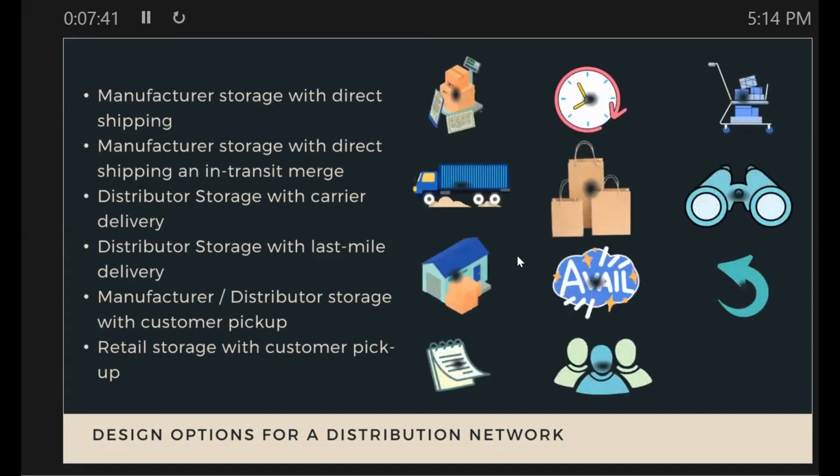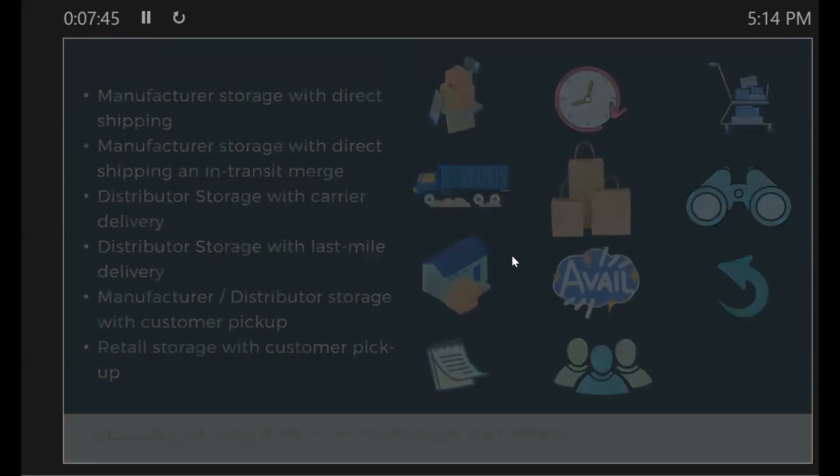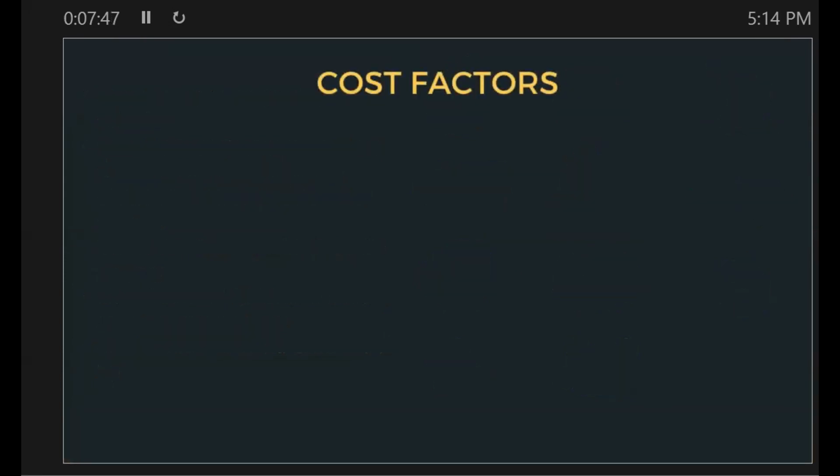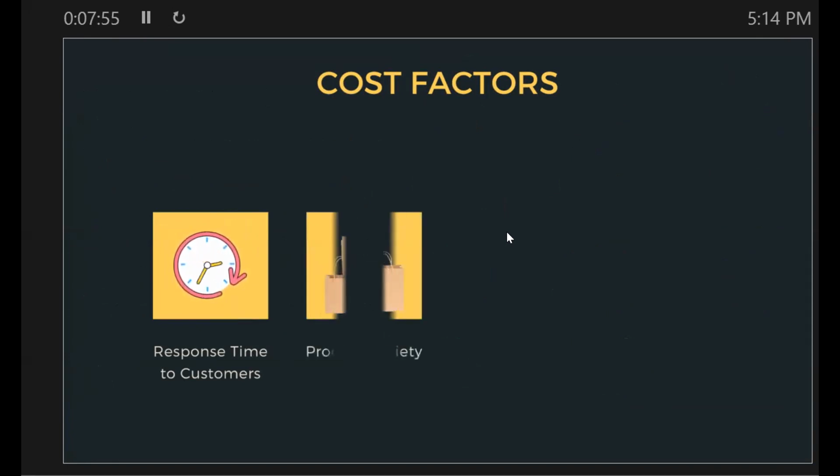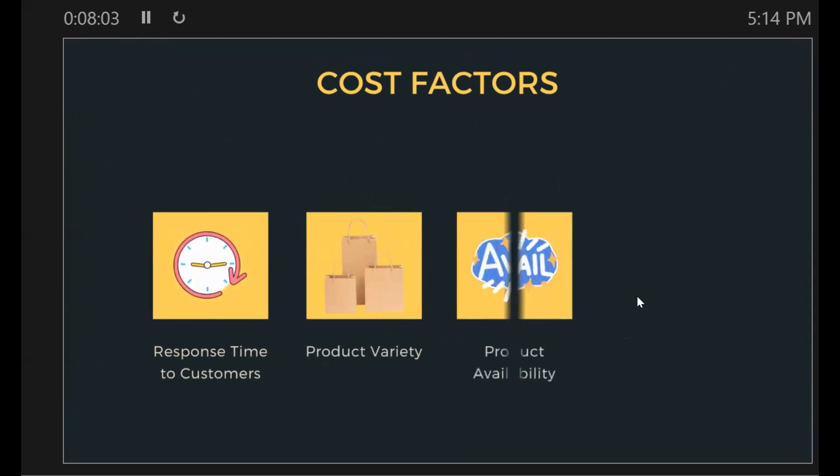So these design options are affected by several customer service components. So what are these components? The cost factors are: number one, response time. It is defined as the amount of time it takes for a customer to receive an order. Number two, product variety. It is the number of different products or options that are offered by the distribution network. Next is product availability. It is the probability that the product is in stock when a customer orders.